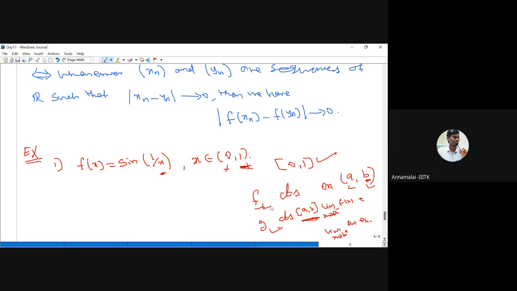Here we can extend this function to only one endpoint, namely 1. But we cannot extend this function to the point 0, because the limit as x goes to 0 plus of sine 1 by x does not exist. That's why we cannot extend this function to the closed interval. Anyway, now how do we check whether this function is uniformly continuous? Use any theorem. Suppose it is uniformly continuous, then what contradiction will you get?